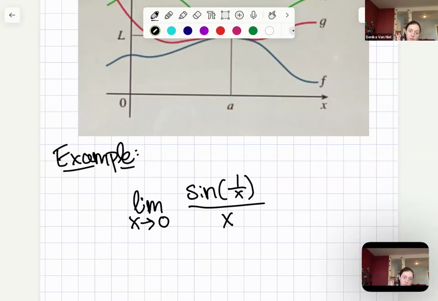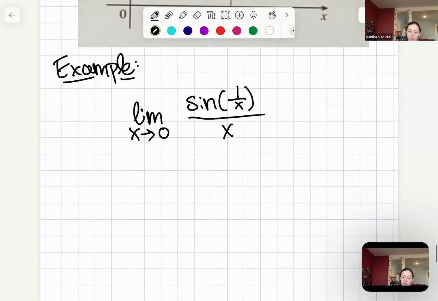So, you know, fair enough. Maybe you're thinking, oh, I gotta use that thing that we talked about before, but not quite. Not quite. Sine of 1 over x as x goes to 0 does not exist. So let's think about that first.